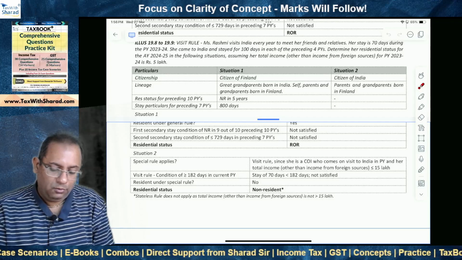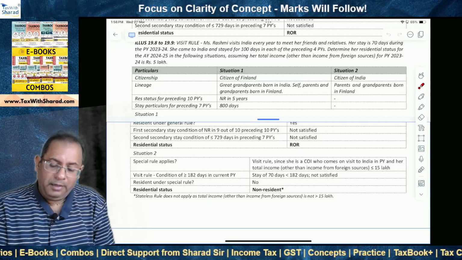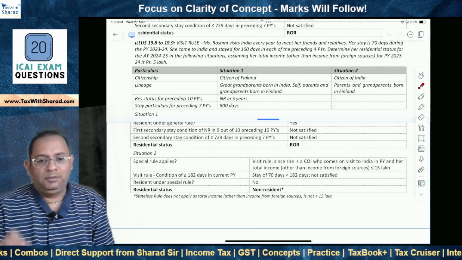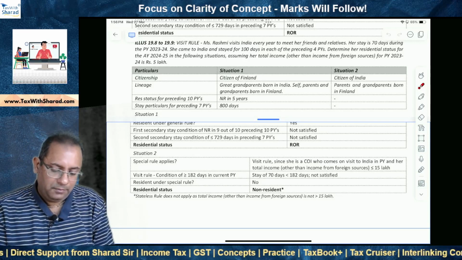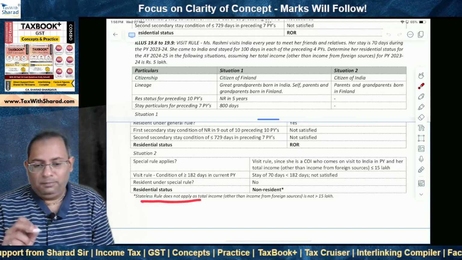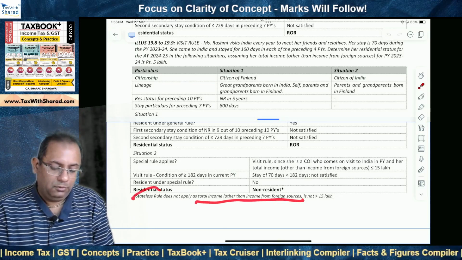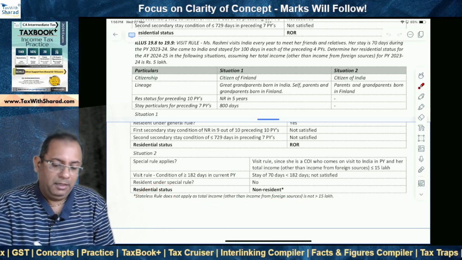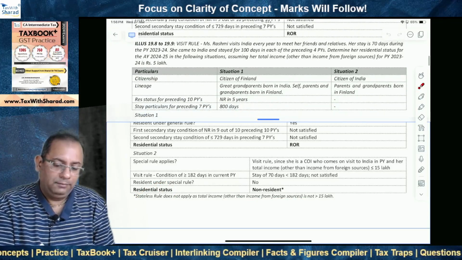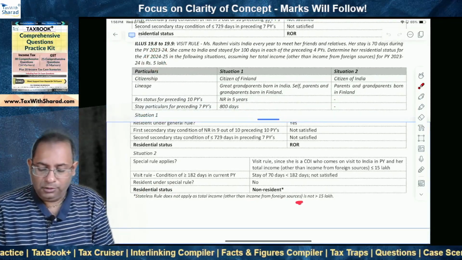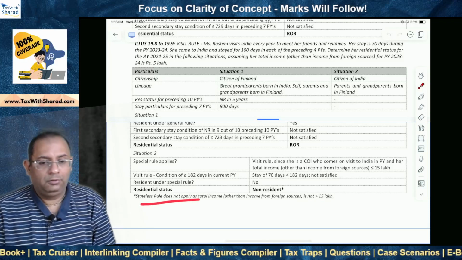If we check the stateless rule, whatever details may be given in the question, one condition is not getting satisfied. That is becoming very clear. And therefore, a stateless rule does not apply. Why? Because total income other than income from foreign sources for a stateless rule to apply should be more than 15 lakh. But in this case, it is only 5 lakh. So it is not more than 15 lakh. So that means stateless rule also doesn't apply.